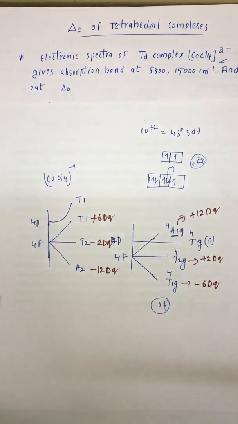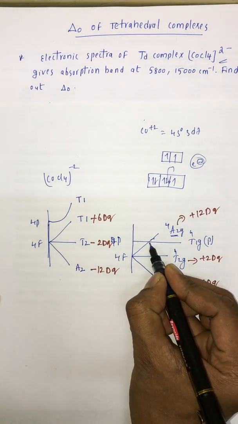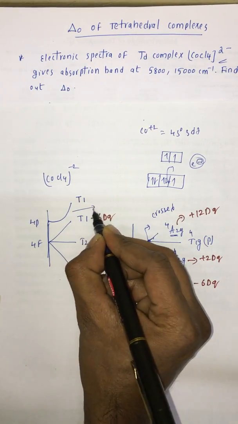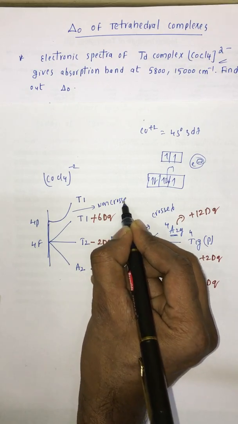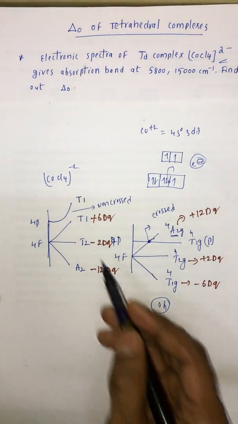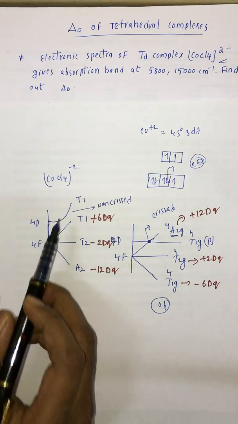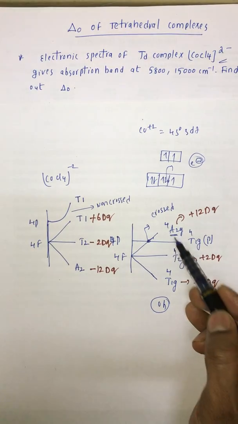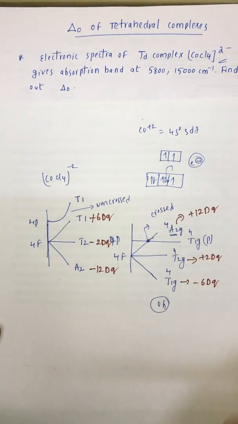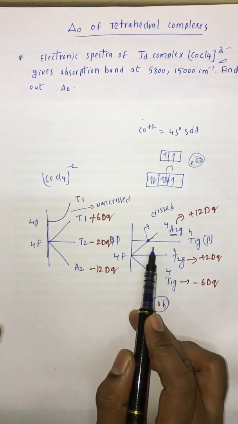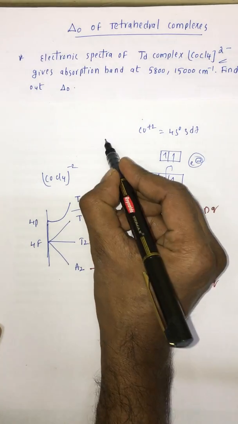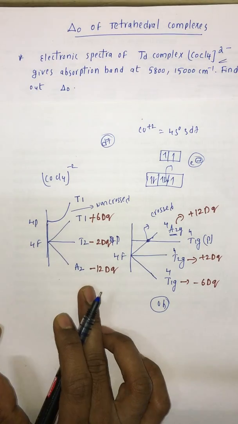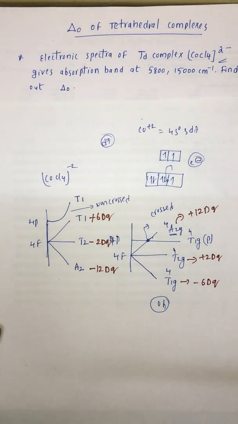Okay, so this is the overall Orgel diagram for CoCl4 and here we can see one more observation. This is called crossed, and this is called non-crossed transition. When we have two same terms, we say non-crossed transition. Whereas when two different terms are there, we say crossed transition. For d7 in octahedral complexes it shows crossed transition, whereas in tetrahedral complexes it shows non-crossed transitions.